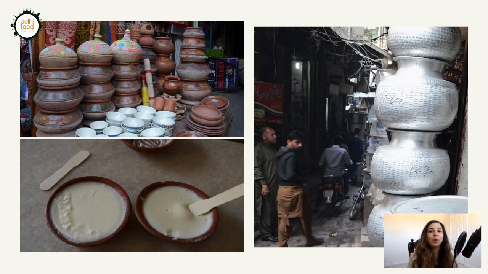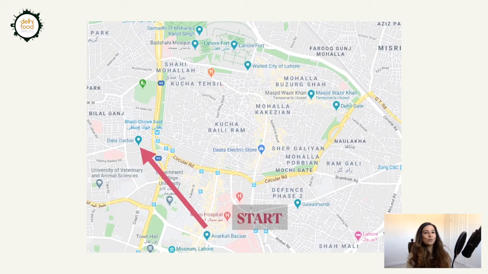So the picture on the bottom left. When I was young, I used to love eating firni with these little wooden spoons that you see. And the clay pots, they are kept on huge blocks of ice, so the firni stays cold and fresh. And eating it on a hot summer day, walking around in Anarkali, it's a wonderful feeling, and it's a wonderful experience. All right, so that is one small area of Old Lahore that we've covered.